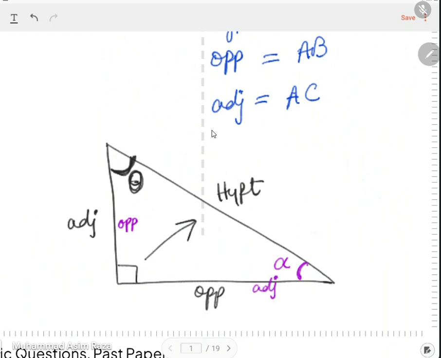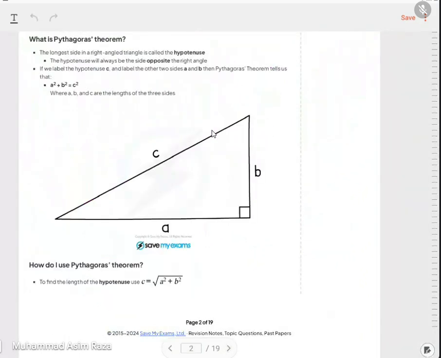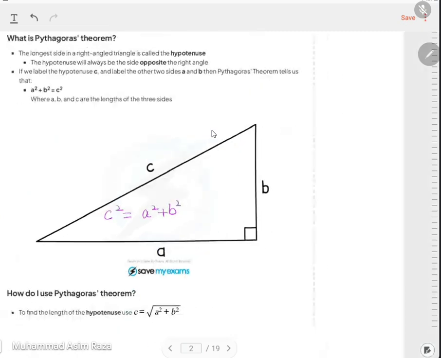Wait, so what's adjacent to the right angle one? Oh, right angle doesn't have any adjacent. Right angle is used to find out the hypotenuse only, to locate the hypotenuse. Okay, so here we are. For example, if this is ABC, we can say that hypotenuse square is equal to a square plus b square, right? Yes. So this is called as hypotenuse.